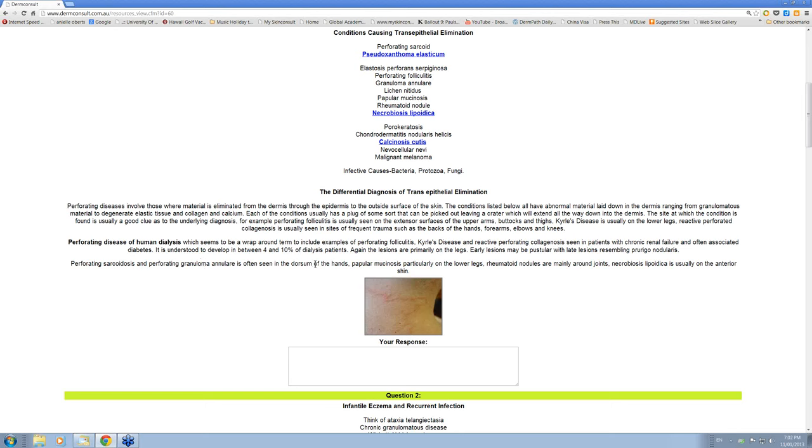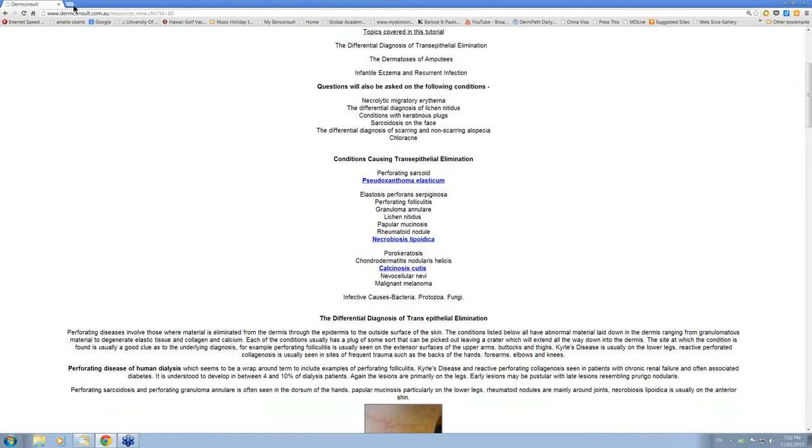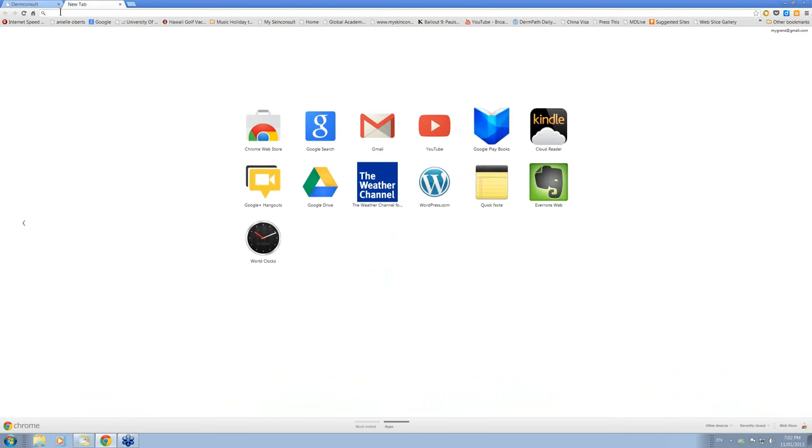The perforating disease of hemodialysis. I've got some good images of that. We'll go to it in a minute. But it seems to be a wraparound term to include examples of perforating folliculitis, Kyrle's, and reactive perforating collagenoses. Usually seen in patients with chronic renal failure, and they usually have diabetes. Let me just flick into Global Skin Atlas to show you this case. Bear with me.